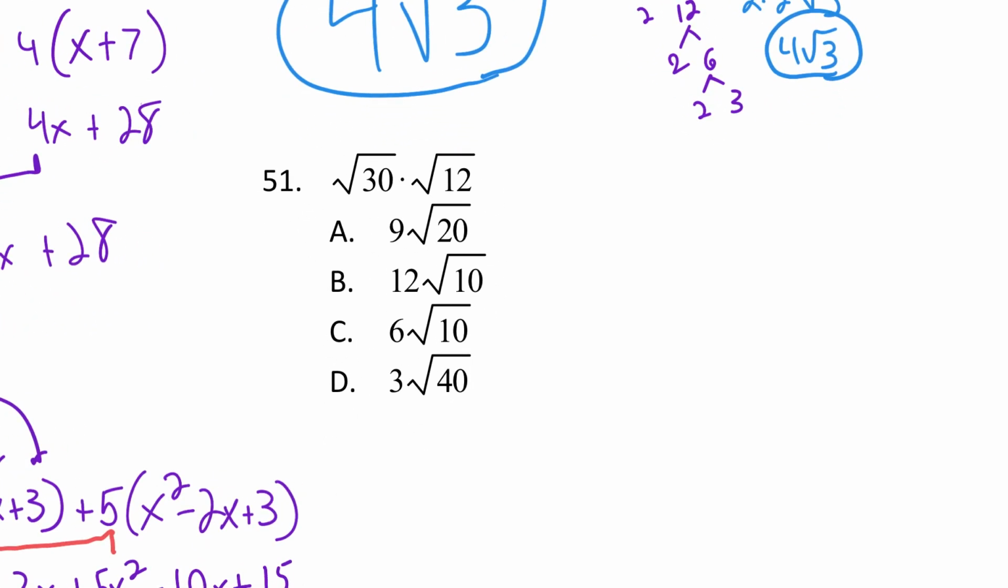Okay, now if you multiply radicals, you multiply the radicands, the part under the radical, by each other, and you multiply any of the coefficients by each other. But there are no coefficients in square root of 30 times square root of 12. So instead, I will just multiply the radicands. So 30 times 12 is the square root of 360. Oh, that's lucky.